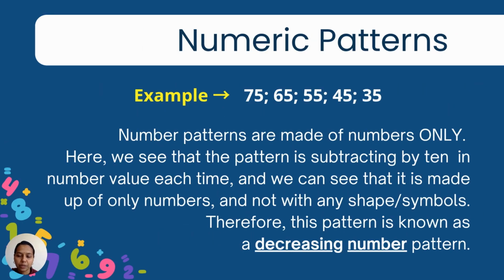Okay, now we're on numeric patterns. There are different types of patterns: you get numeric and geometric. We're going to focus on the numeric first. In the example, we already went through the decreasing pattern showing 75, 65, 55, 45, 35. We can see that this pattern is made up of numbers only, and so it's called a numeric pattern. Once you see numbers, you know that these are number patterns and they're called numeric patterns. If you see any symbols and shapes, it would not be a numeric pattern. So in this example, it's a decreasing numeric pattern.